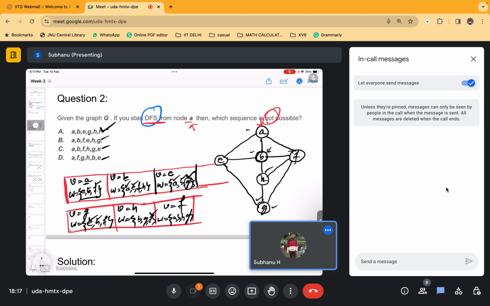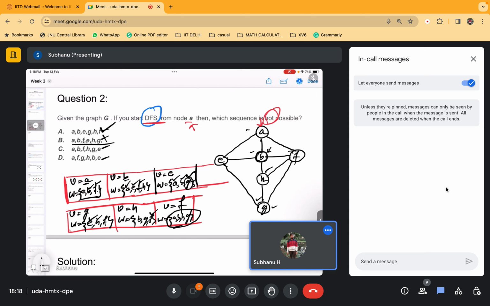So you can check option B like this. A, B, F. From A you can go to B, from B you can go to F. Okay, from F you can go to E. From F, no, you can see in the neighborhood of F there is no E. So I think this will be our answer, that this sequence is not possible.